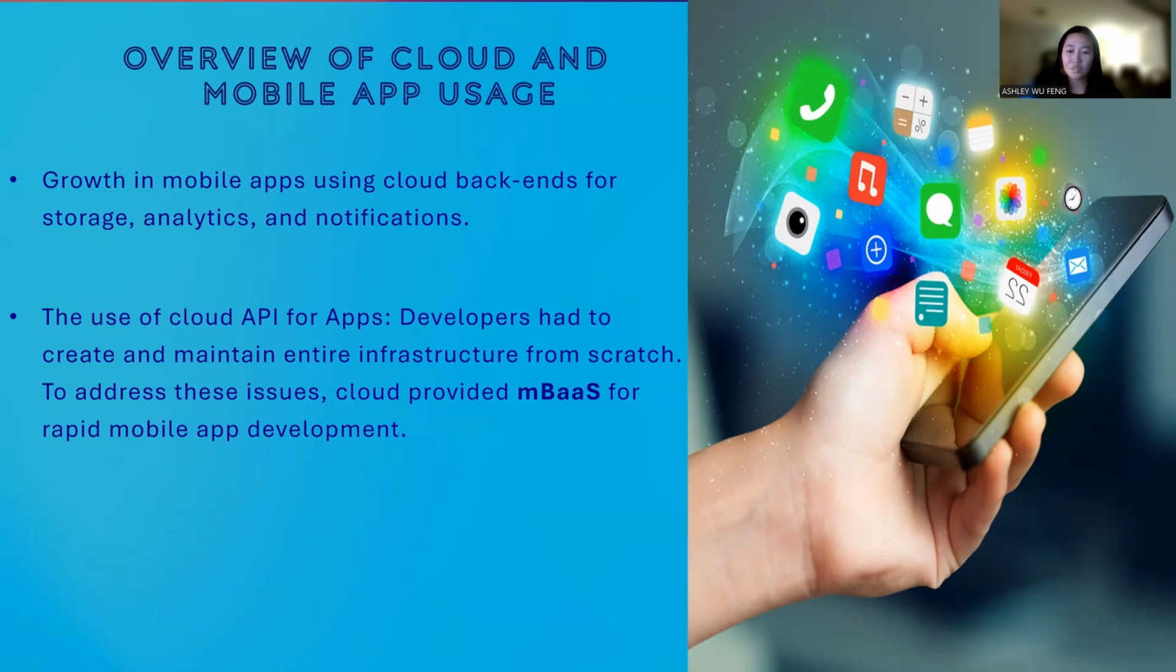To make this process easier, cloud technology introduced something called Mobile Backend as a Service, or MBaaS. This service provides ready-made tools for APIs, allowing developers to create apps more quickly without worrying about managing all the backend infrastructure themselves. This means they can focus on making the app better for the users. They offer scalability, availability, and quick deployment, making them ideal for handling large volumes of data. But with this increased use, we have seen massive data leaks.